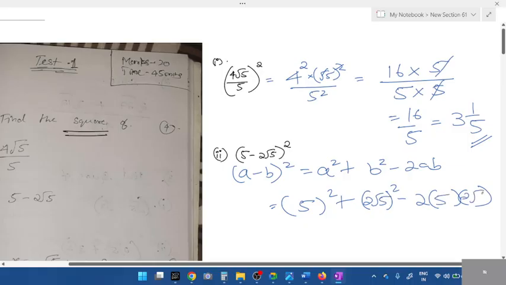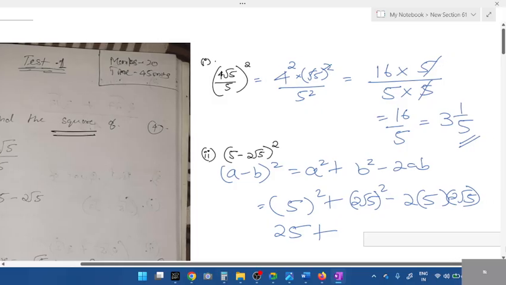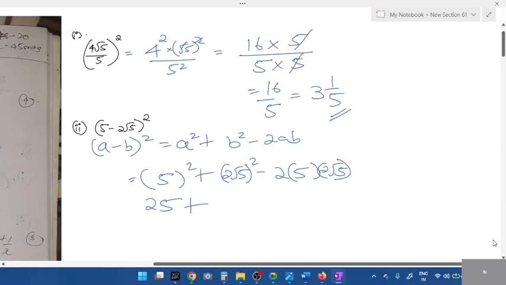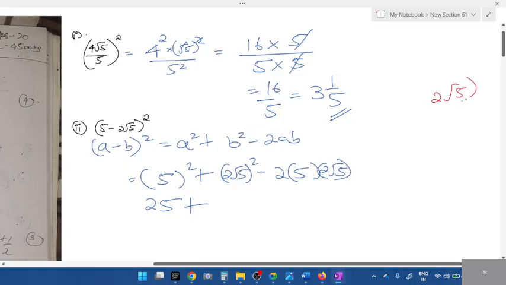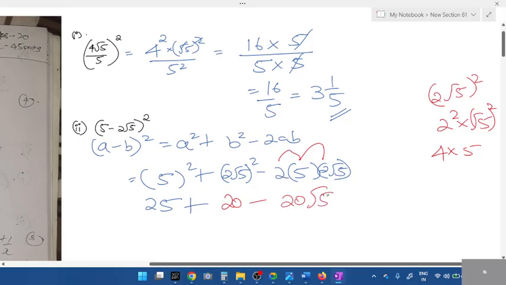5 into 2 root 5. 5 square is 25 plus 2 root 5 the whole square. 2 root 5 the whole square is 2 square into root 5 the whole square. So that is 4 into 5, 4 5s are 20, minus. Multiply the like terms, students. 5 and 2: 2 2s are 4, 4 5s are 20 root 5. Here the like terms are 45 minus 20 root 5. Got the same answer?